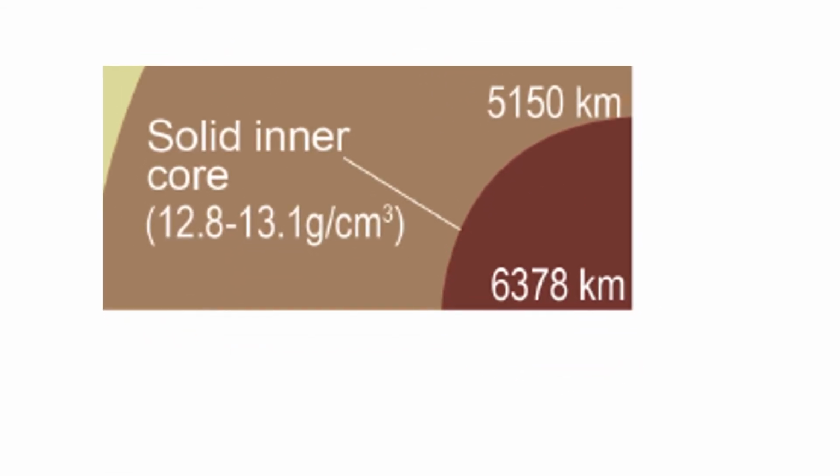And then finally, we have our solid inner core, and it is in a solid state. 6,378 kilometers, and it's the densest part of our Earth, which is 12.8 to 13.1 grams per centimeter cubed.